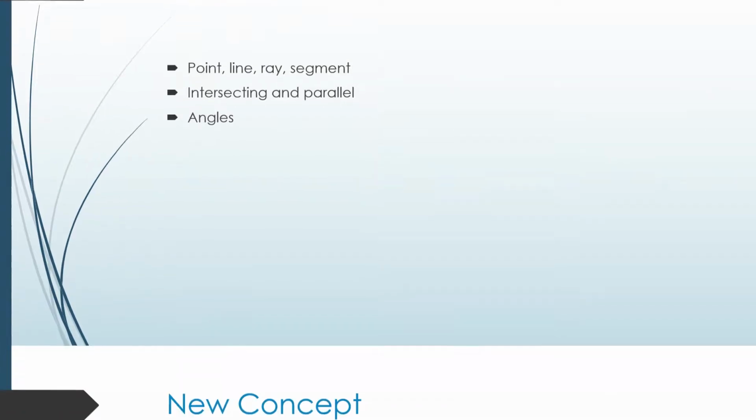Some review from last time. We talked about points, lines, rays, and segments. Remember where the arrows are on all of those things and how to name them. And remember we talked about intersecting and parallel lines. We talked about the 4 different kinds of angles: right, acute, obtuse, and straight.